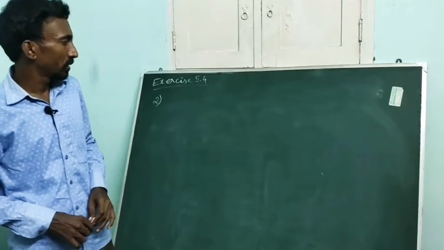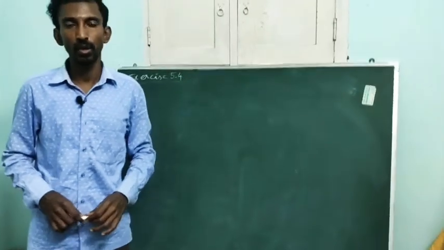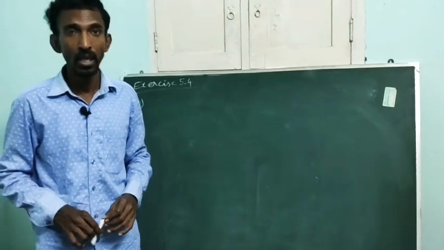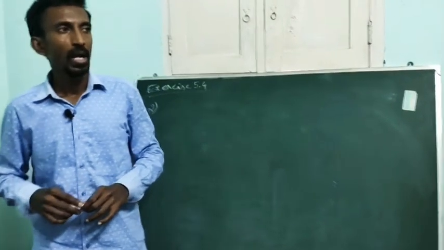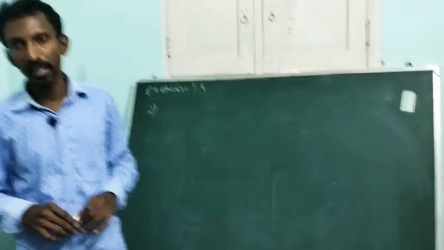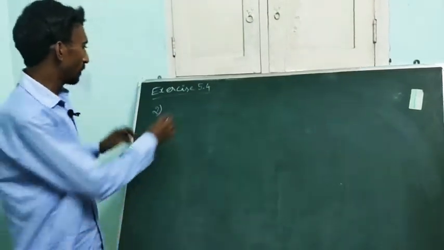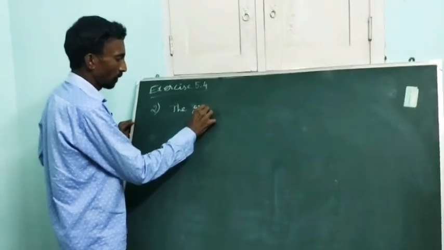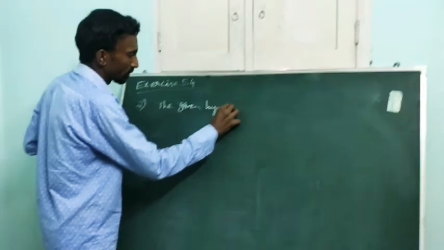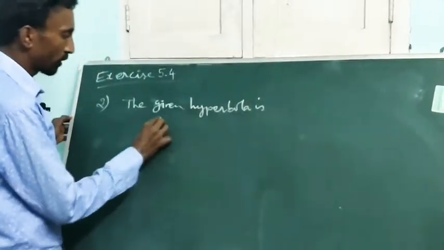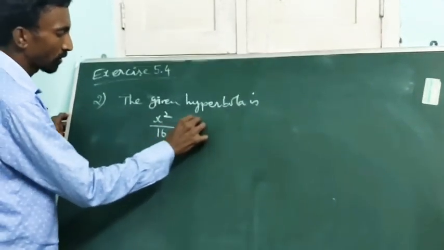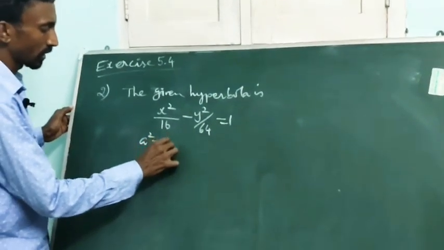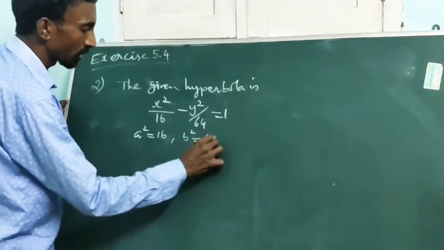So the second question is, find the equations of tangents to the hyperbola x square by 16 minus y square by 64 equal to 1, which are parallel to the line 10x minus 3y plus 15 equal to 0. So first consider the given hyperbola, x square by 16 minus y square by 64 equal to 1. So obviously a square equal to 16, b square equal to 64.